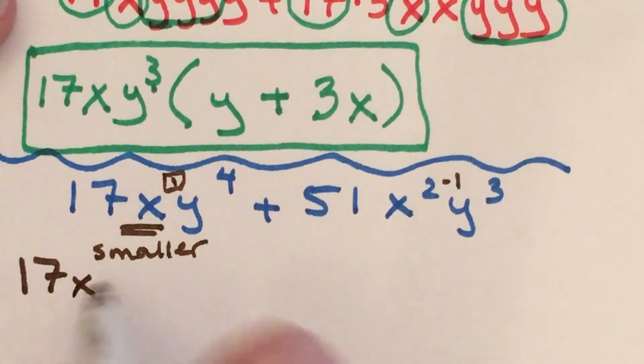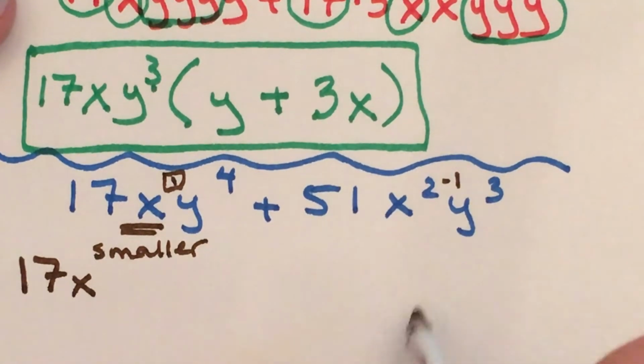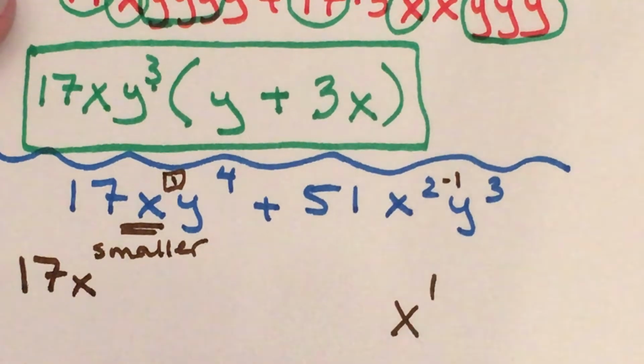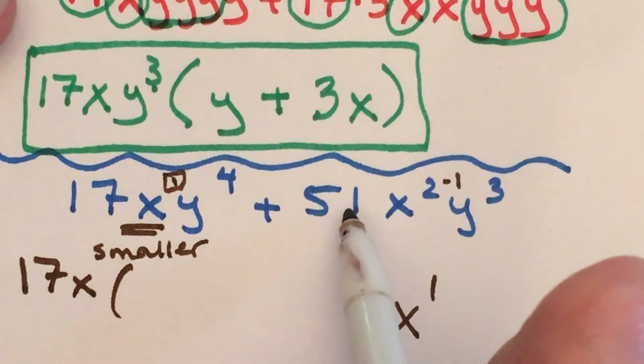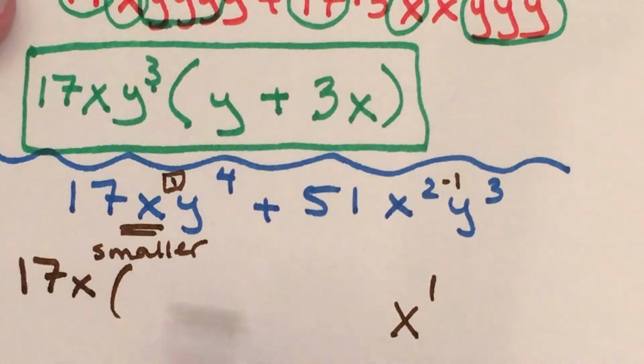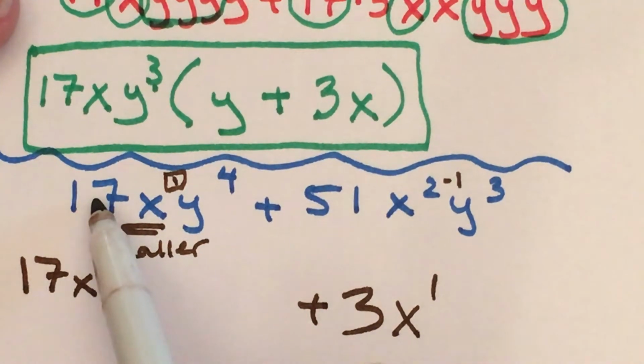So I pull an x, I'm keeping that, and I know this is going to become an x to the first, because 2 minus 1 is 1. I can already go ahead and put in this. 51 divided by 17 is 3. Okay.